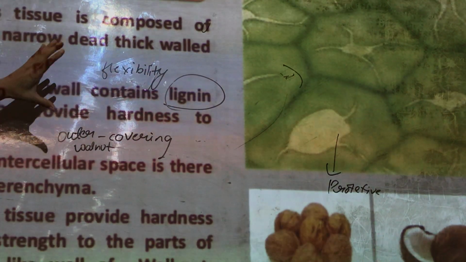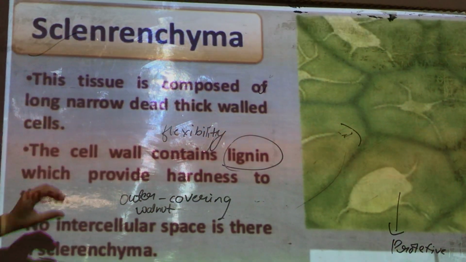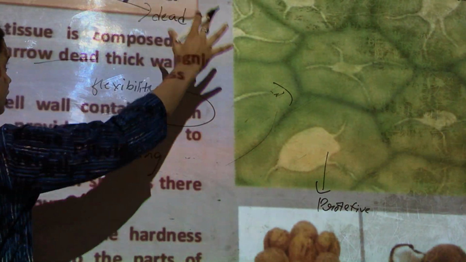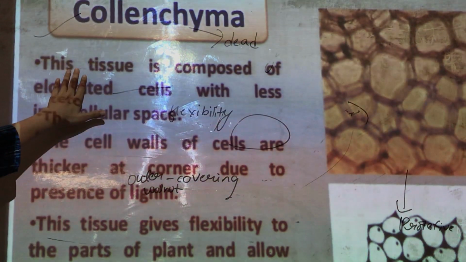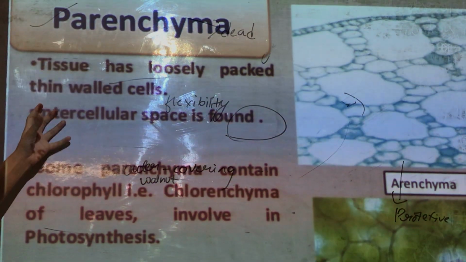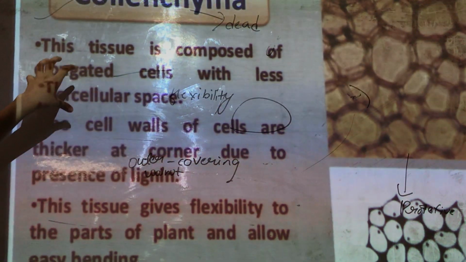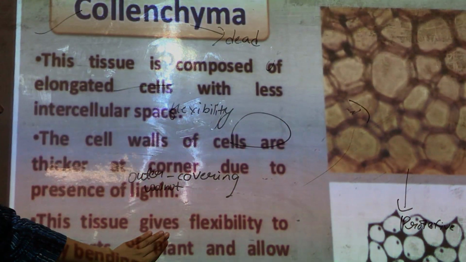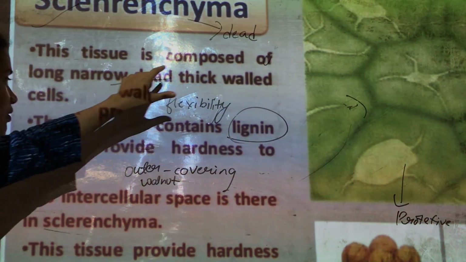Now let's see the structure of these cells, how they are arranged. This tissue is composed of long, narrow, thick, dead cells. So this type of tissue is made up of dead cells. But collenchyma and parenchyma are living cells. Parenchyma are living cells because they are used for storage, whereas collenchyma are also living cells because they provide flexibility. If they were dead, they wouldn't be able to provide flexibility. Whereas sclerenchyma are dead tissues, made up of dead cells.